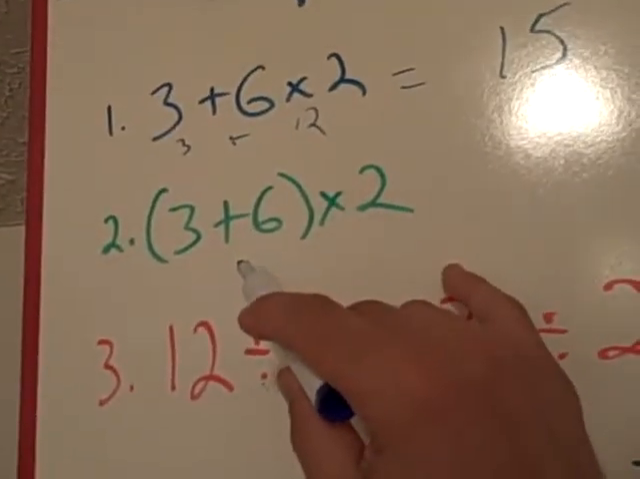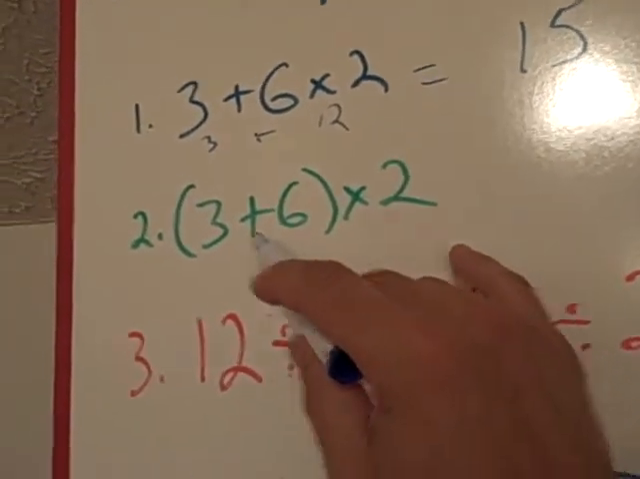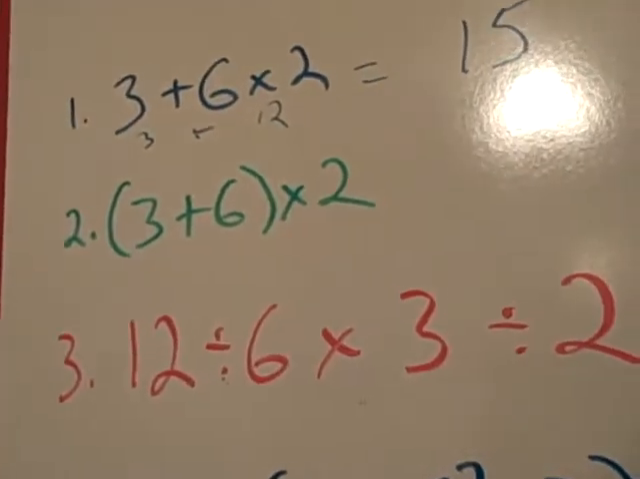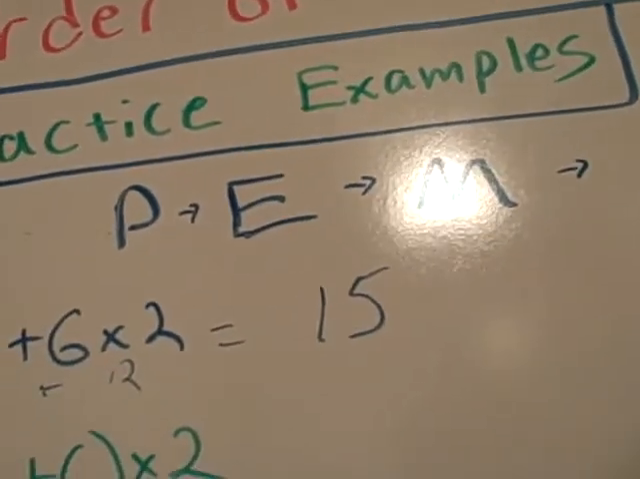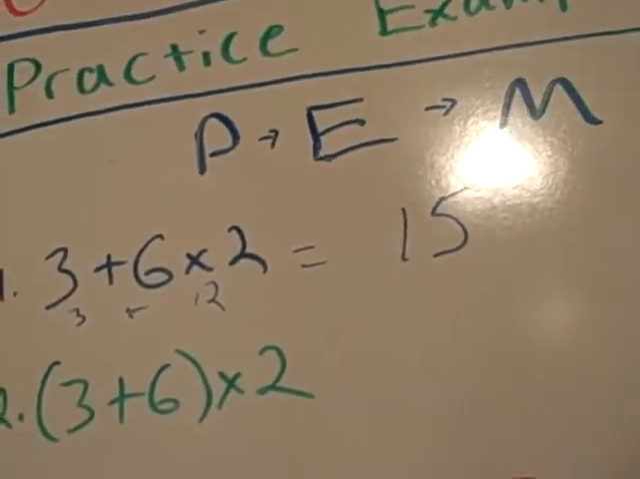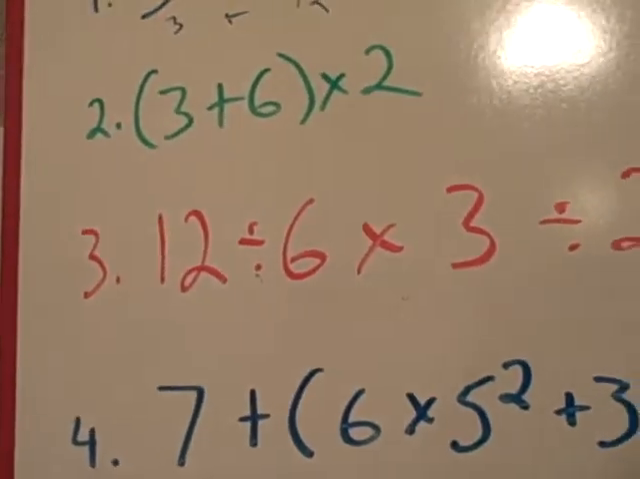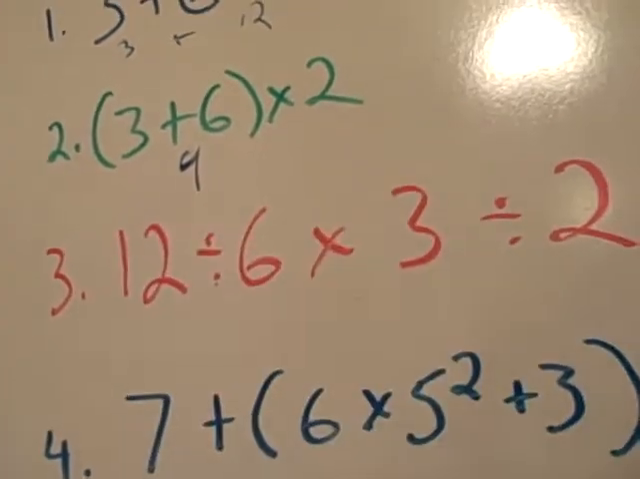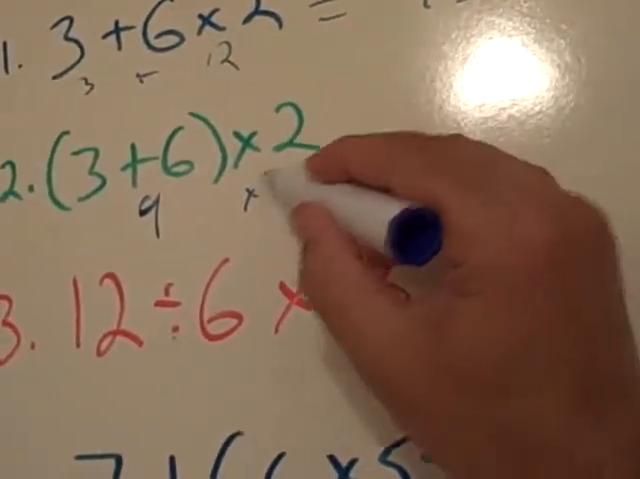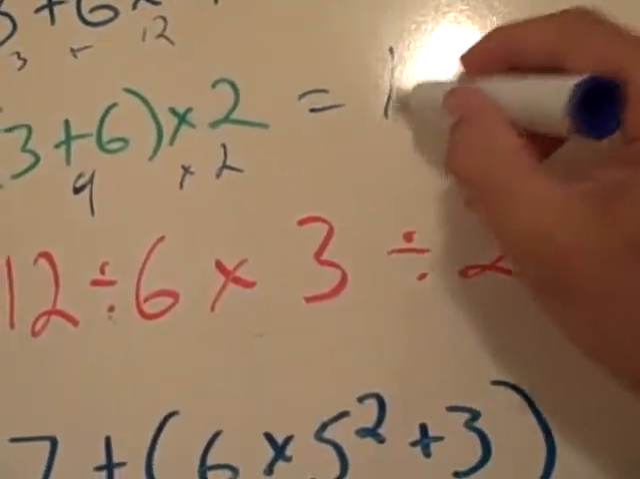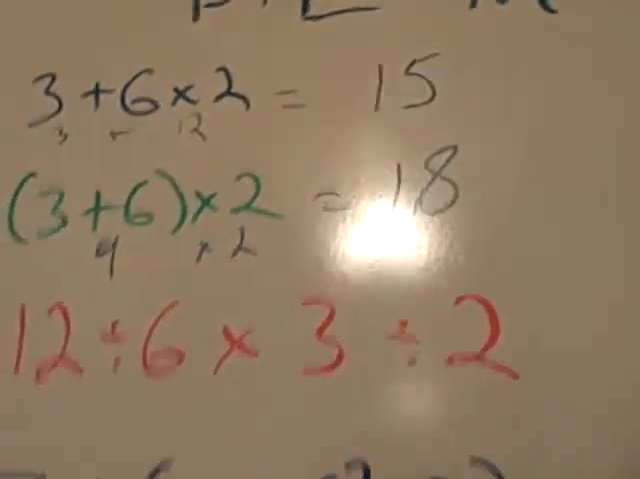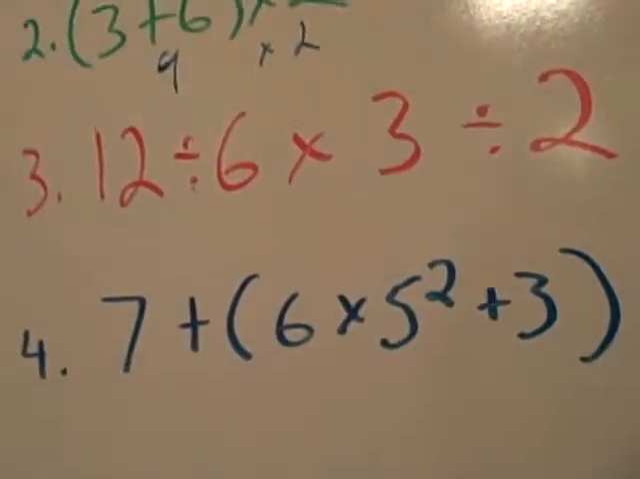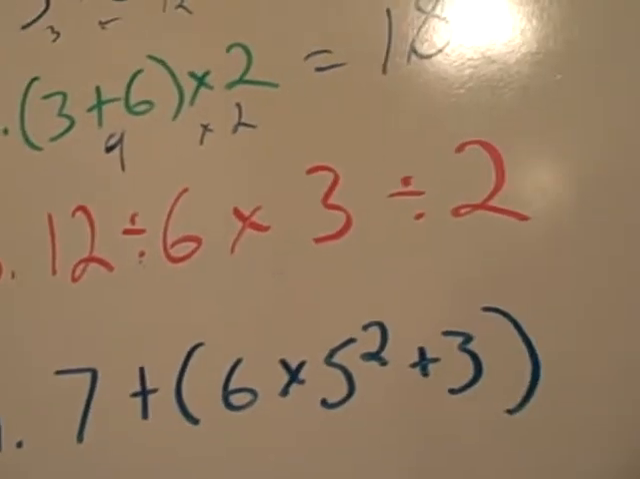Well, let's look at this. It's the same numbers, but check this out. We have a parentheses. According to PEMDAS, we got to do the parentheses first, no matter what's inside. So 3 plus 6 is 9. And then we have a times 2. 9 times 2 equals 18. There we go. Let's look at the next one.